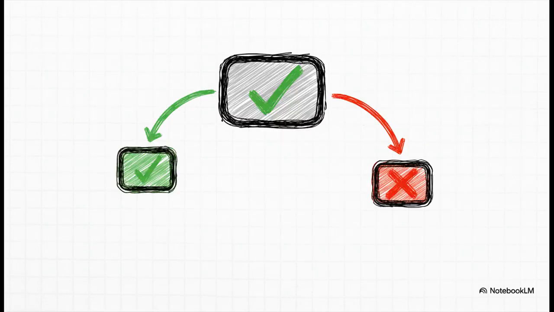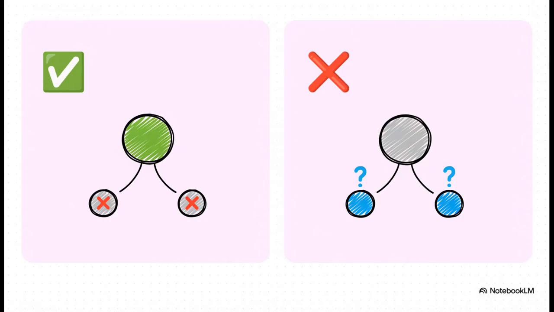It is perfect for our maximum independent set problem. Here's the strategy. For every single node in the tree, we're going to compute two different values. What's the best outcome if we include this node in our final set, and what's the best outcome if we exclude it?